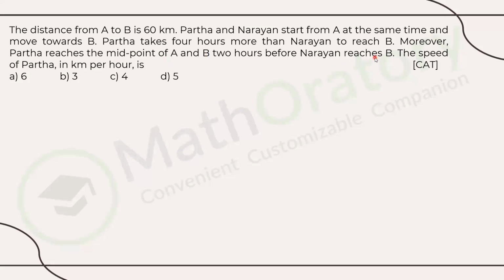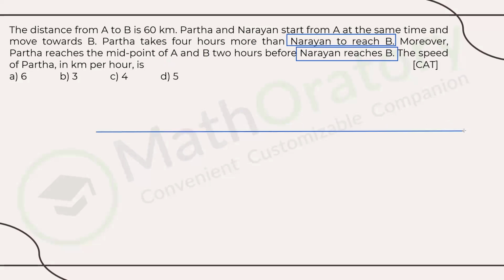This is where the comprehension comes into play. If you have comprehended properly so far, you will observe that both these comparisons are given with respect to the time at which Narayan reaches point B. Suppose, just as an arbitrary example, Narayan reaches point B at, let's say, 6 p.m. Then Partha reaches this point at 10 p.m. It takes 4 hours more, since they start at the same time.